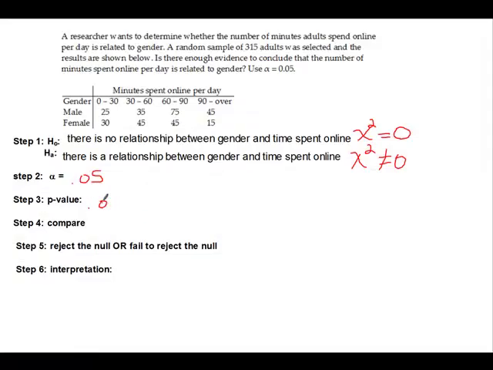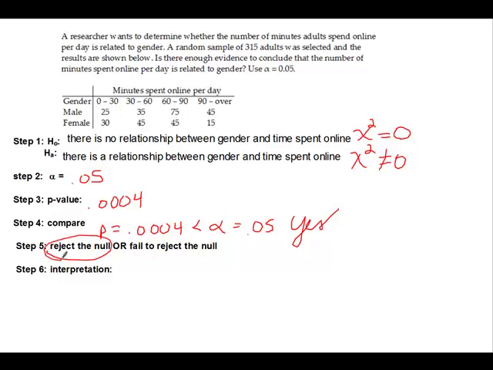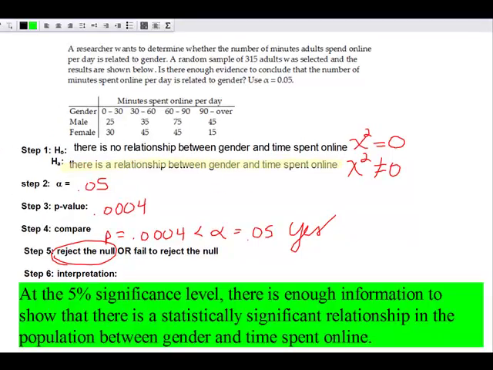My p-value, 0.0004. Is the p of 0.0004 less than alpha, which is 0.05? Yes, it is. We will reject that null and we'll say, ha ha ha, we are right. An interpretation: at the 5% significance level, there is enough information to show a statistically significant relationship in the population between gender and time spent online.